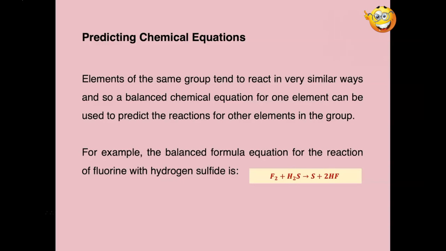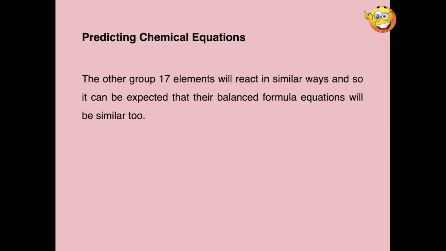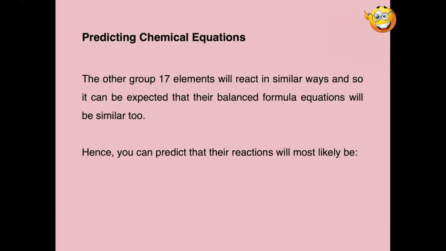So remember, fluorine is in group 17. So the other group 17 elements will react in similar ways as well, and so it can be expected that the balanced formula equations will be similar too. So hence you can predict that their reactions will most likely be like this.